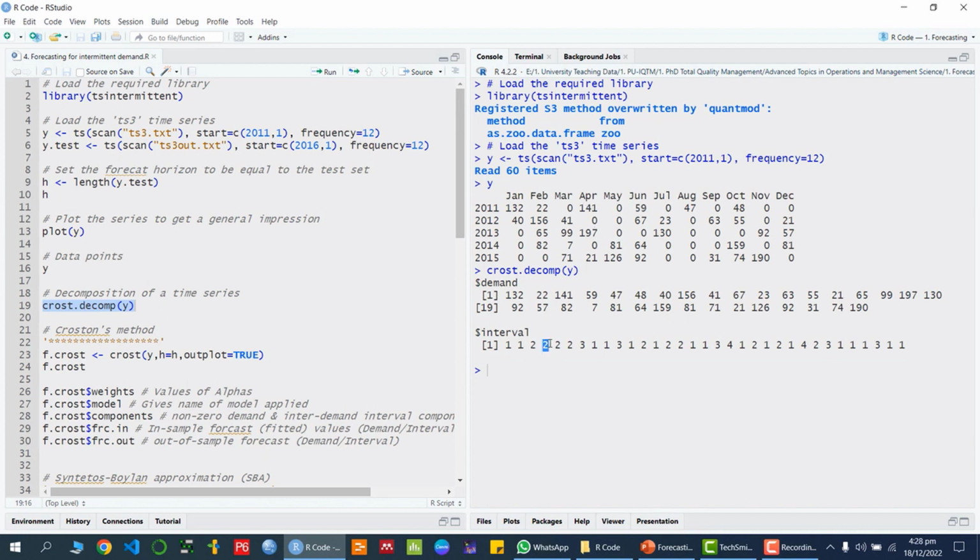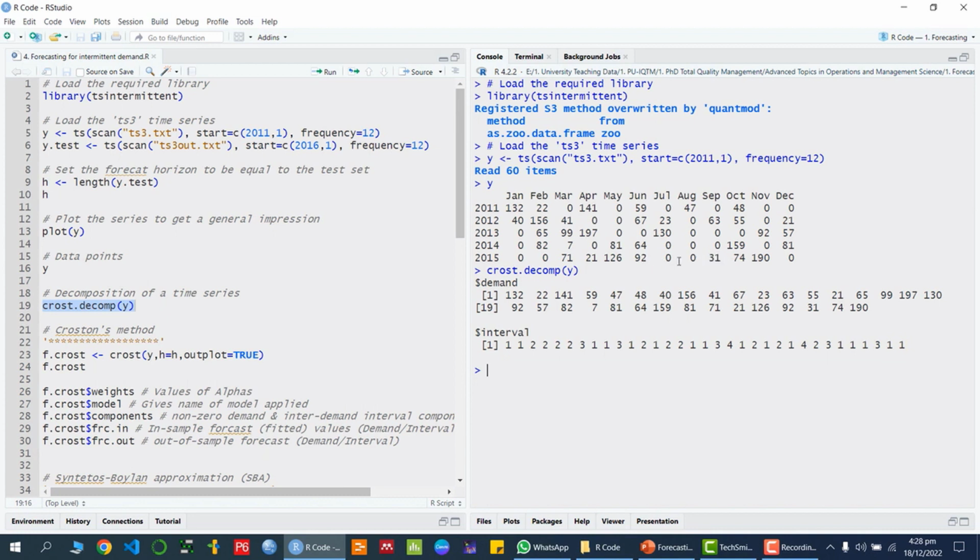Okay, that's why we have the second 2, then 1 2. Again we have the third 2, then 1 2. So that is this one, then we have 1 2, and then in the third month we have the demand, that's why we are writing down 3, right? I hope you got the idea how we can decompose this time series into the demand size as well as the interval size.